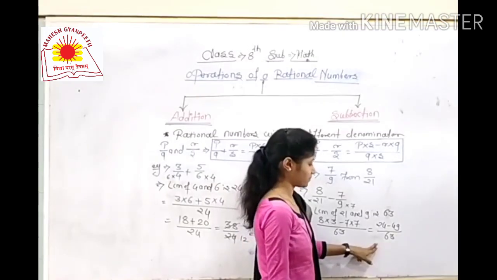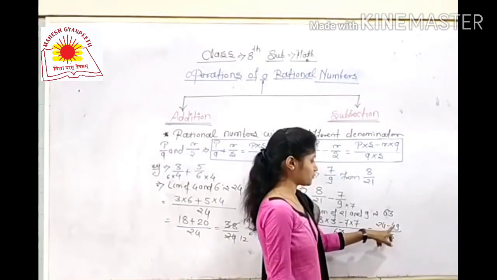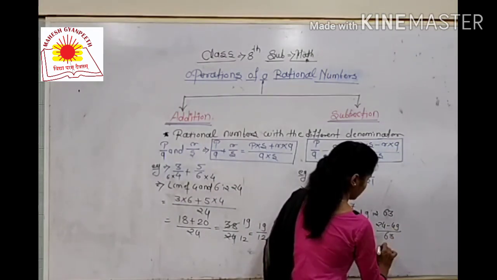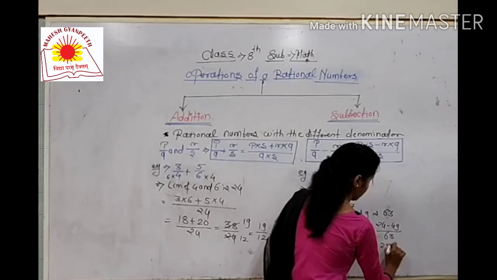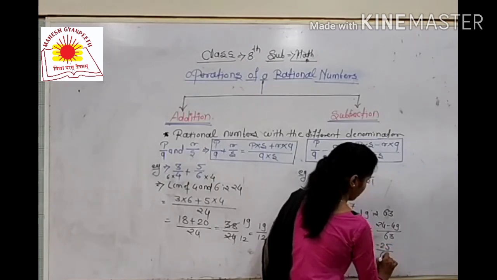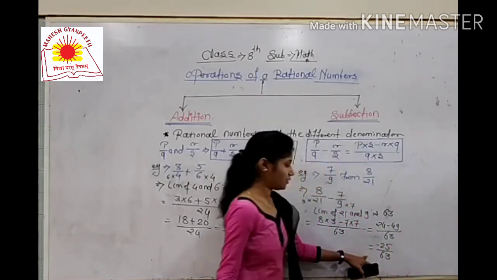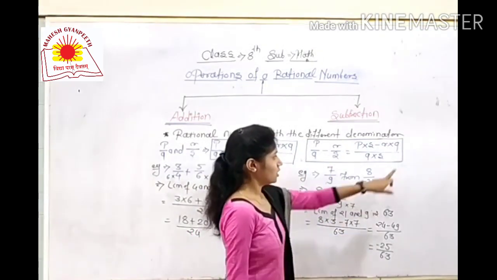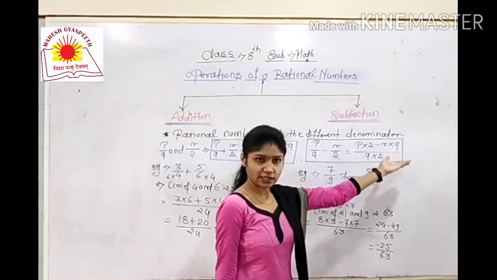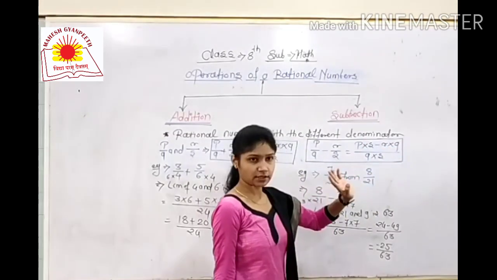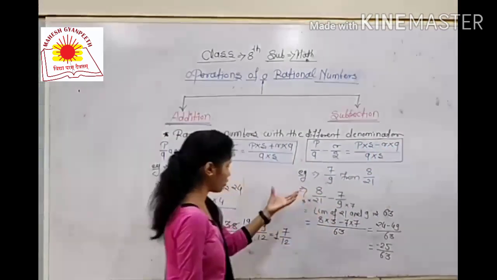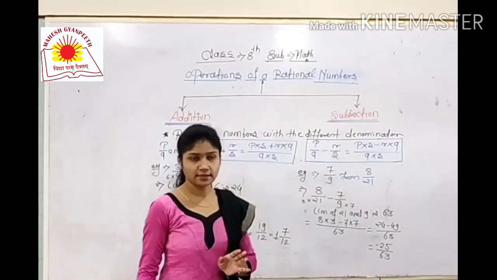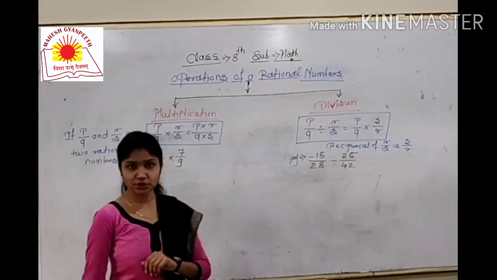Now 24 minus 49 upon 63 is equal to what? What is 24 minus 49? Minus 25 upon 63. This is the final answer of the subtraction. Okay, in this type you have to use the cross multiplication. The other is the LCM method. By using this method, we have to properly solve any subtraction and addition of rational numbers. Okay. Then next one is multiplication of rational numbers.